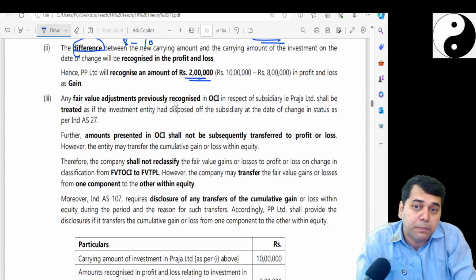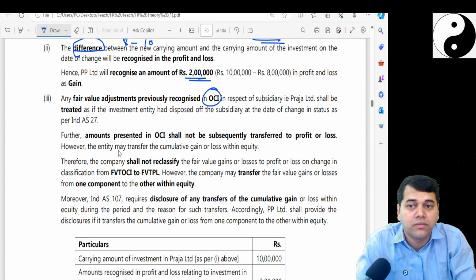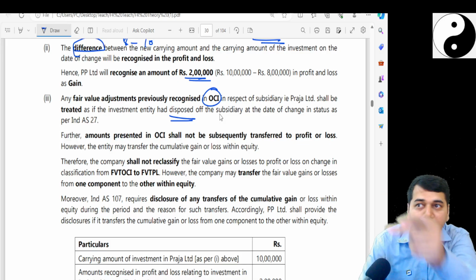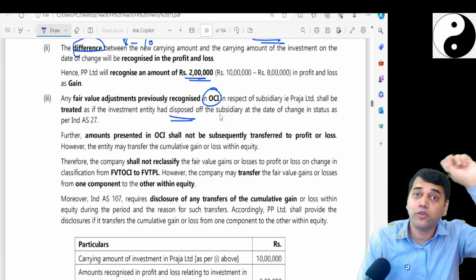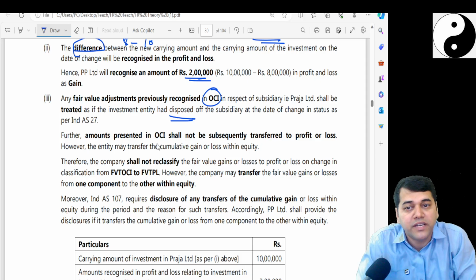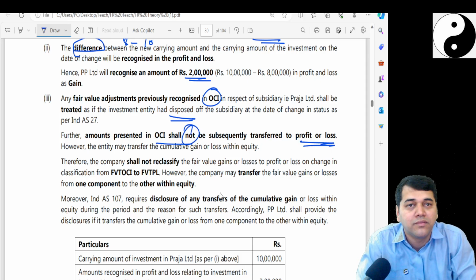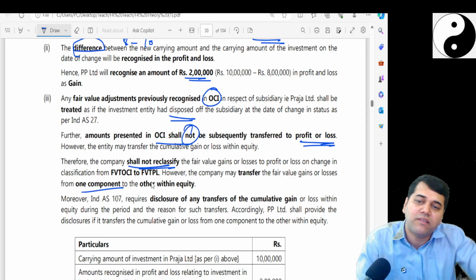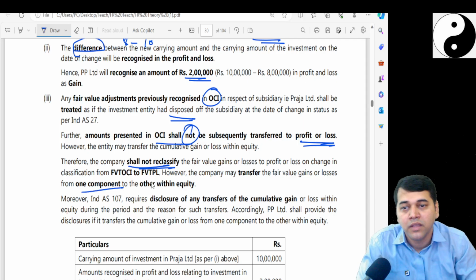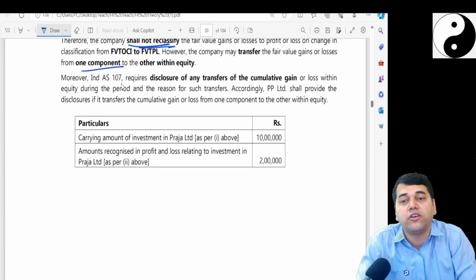Now, previously you had 1 lakh rupees in OCI, no? This should be treated as if you have disposed it off. That means transfer that to retained earnings. Don't bring it into P&L now. Why? Because your original intention was not to bring it into P&L. Further, the amount presented in OCI shall not be subsequently transferred to the P&L account. You shall not reclassify it. You have to transfer to another component within the same equity. That means transfer to the retained earnings. Are you clear?